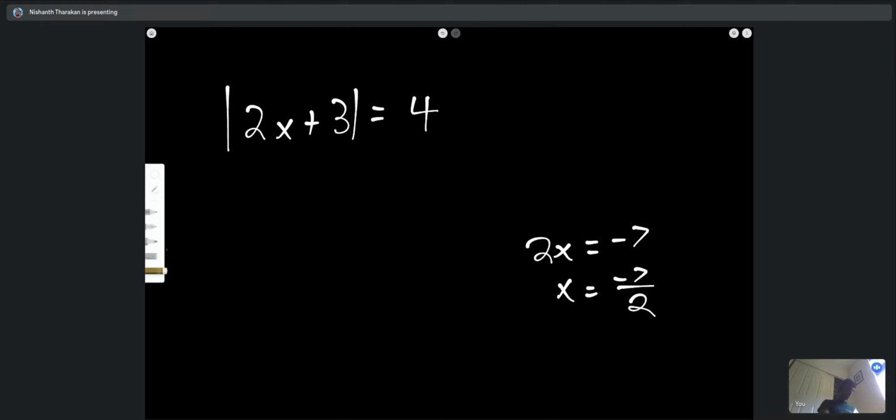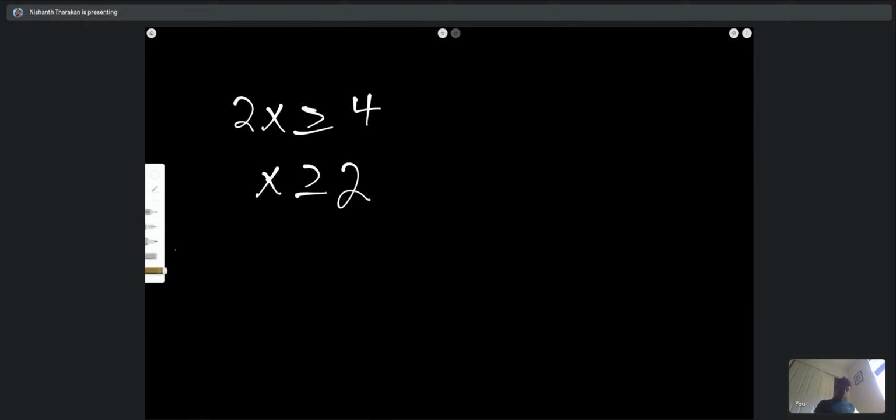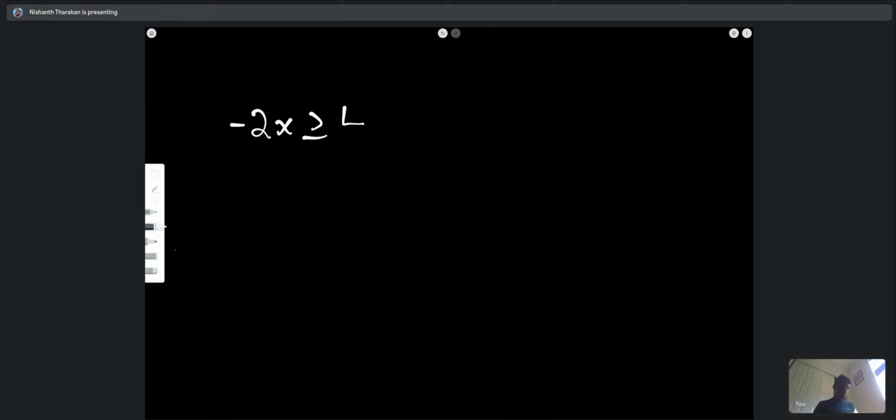Now let's do something a little bit harder. We will do inequalities. So just a quick recap. You have 2x greater than or equal to 4. In order for this statement to be true, x needs to be greater than or equal to 2. And one rule that we will be using today, if you have to multiply by a negative number, actually let's make that negative 4.